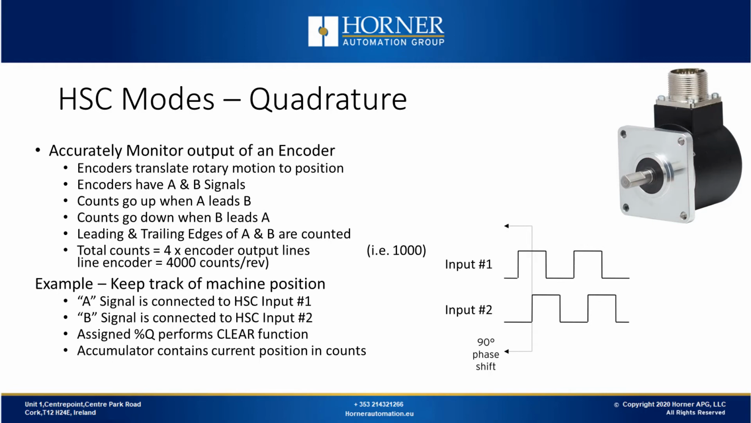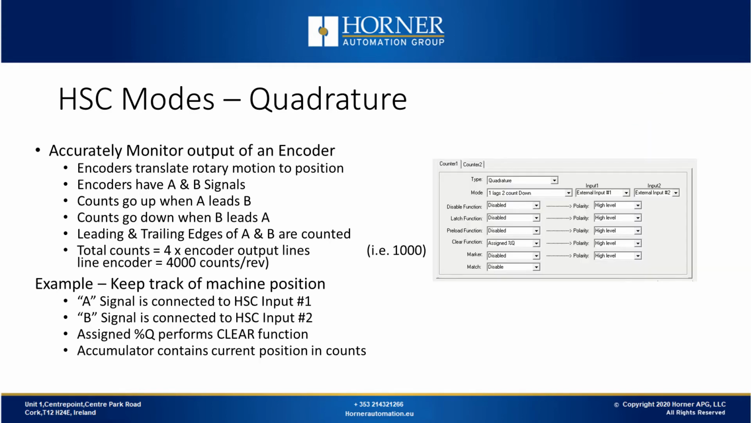Most encoders are rotary. If it's moving clockwise, it's very possible that A is leading B and will count up. If it's moving counterclockwise, it's very possible that B is leading A and will be counting down. The counter is counting both the leading and the trailing edge of each pulse. So for an encoder that has a rating of 1,000 lines per revolution, we actually get 4,000 counts per revolution. In Cscape, under type quadrature, we can select whether we want to count down or count up when 1 is lagging 2. The A signal is connected to input 1, the B signal is connected to input 2.